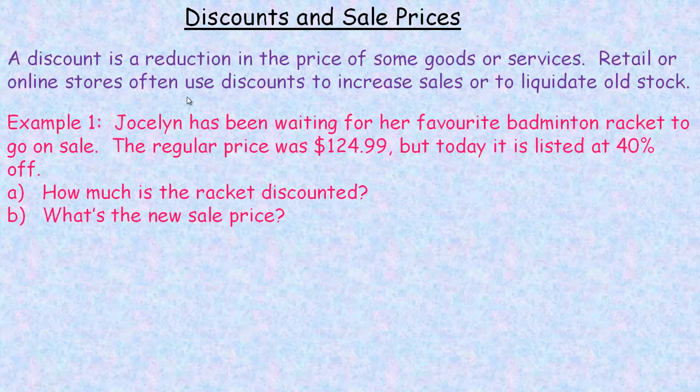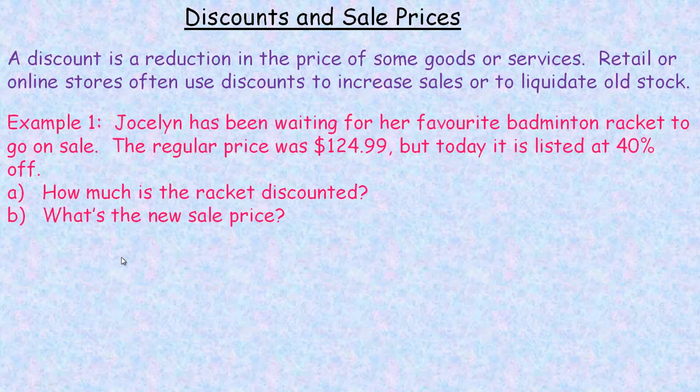Retail or online stores often use discounts to increase sales or to liquidate or get rid of old stock. So a few examples here on the first page. Jocelyn has been waiting for her favorite badminton racket to go on sale. The regular price is $124.99, but today it's listed at 40% off. So two questions: how much is the racket discounted, and what's the new sale price?